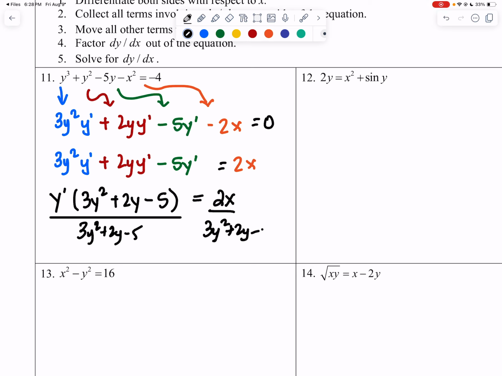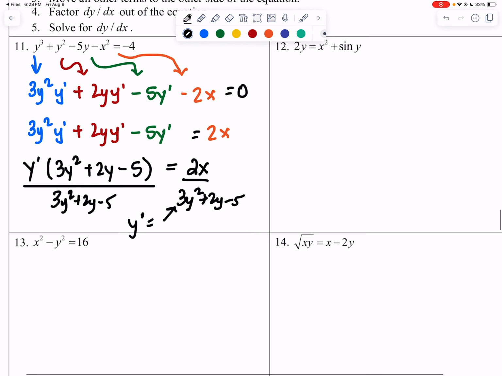And this right here gives me my derivative for number 11. Lots of fun. All right, number 12.